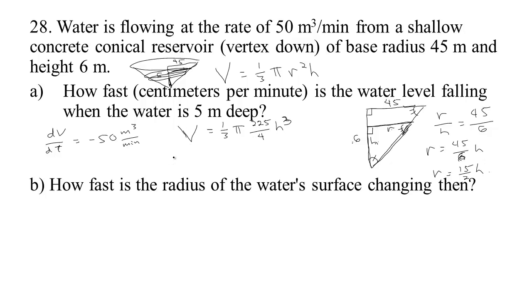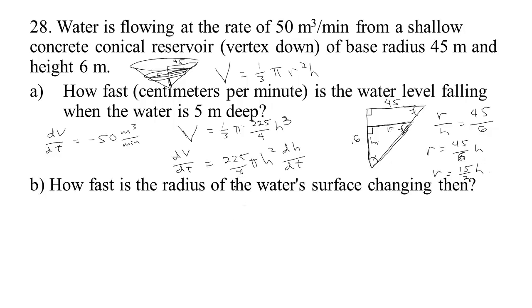So they're asking about dh/dt, so I'm going to differentiate both sides with respect to t. On the left we get dV/dt. On the right, the 1/3 and the pi and 225/4 are constants. We take the derivative of this and the 3 comes down. So we're going to have 225/4 times pi. When the 3 comes down, it wipes out the 1/3, so I'm not going to write that, but we'll have h squared times dh/dt.